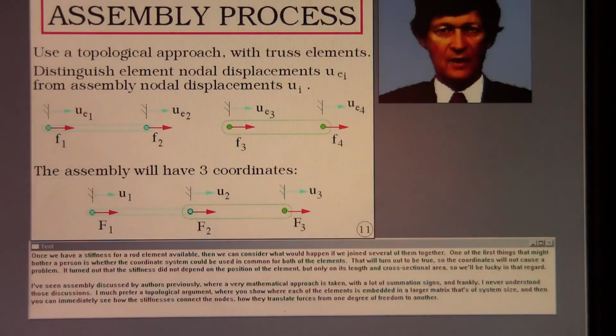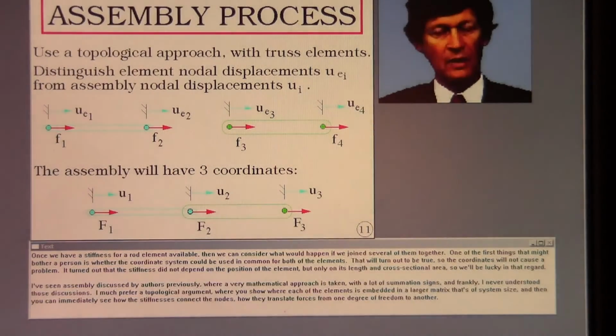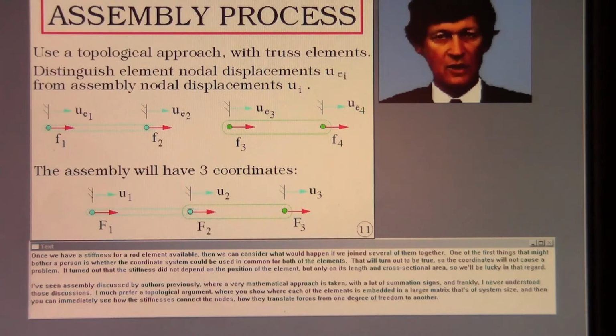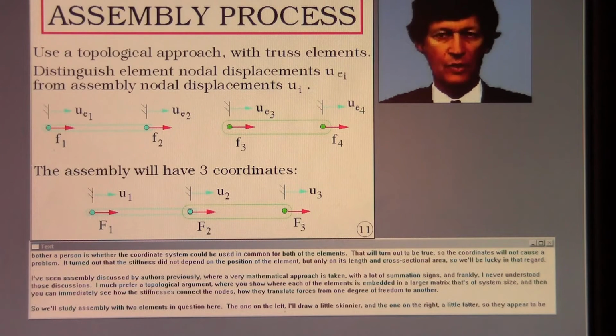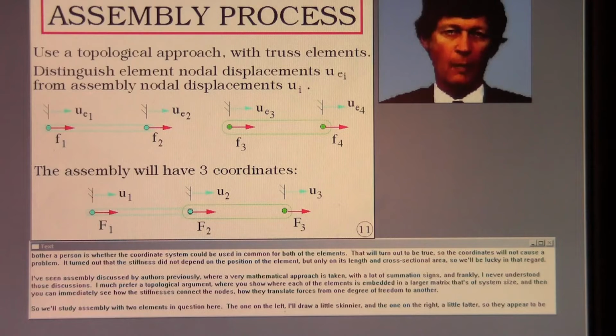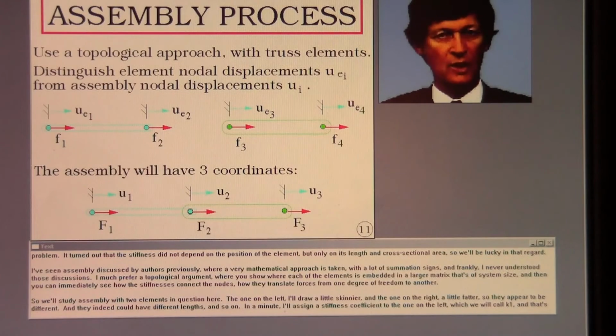Once we have a stiffness for a rod element available, then we can consider what would happen if we join several of them together. One of the first things that might bother a person is whether the coordinate system could be used in common for both of the elements, and that will turn out to be true, so the coordinates will not cause a problem. It turned out that the stiffness did not depend on the position of the element, but only on its length and cross-sectional area. So we'll be lucky in that regard.